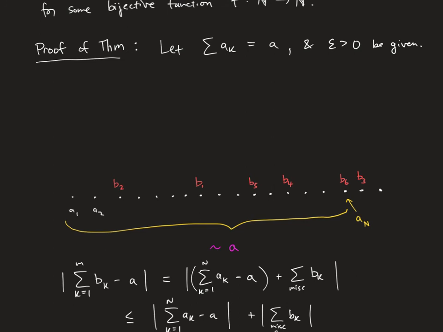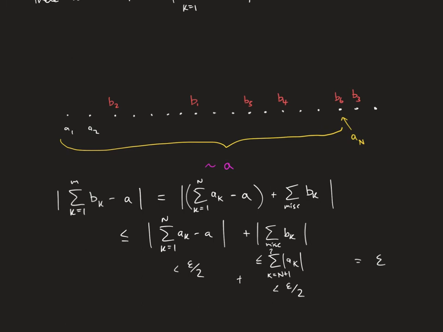Okay, so now since we have this series converging, there is an N1 such that the absolute value of the difference between the sum from k equals 1 to N1 of the a_k's and A is less than epsilon over 2. So my picture here, this N, I'm just going to call that N1. We know that that is going to be less than epsilon over 2.